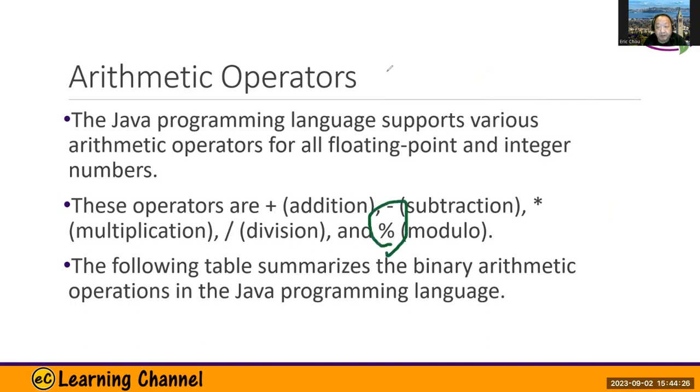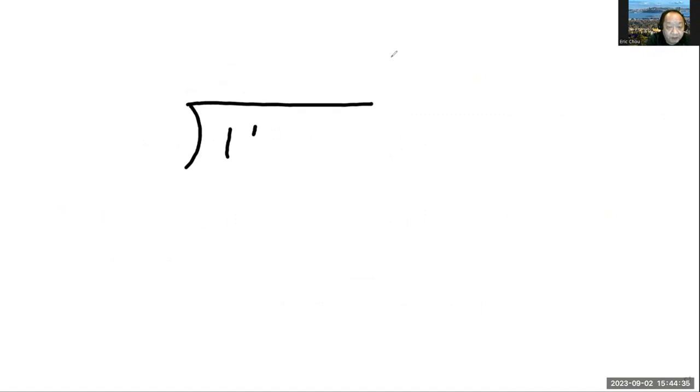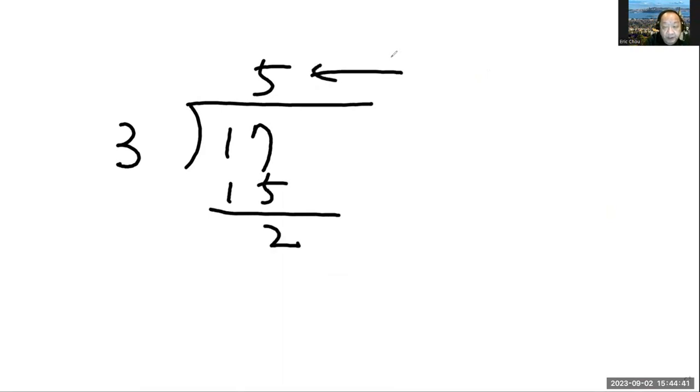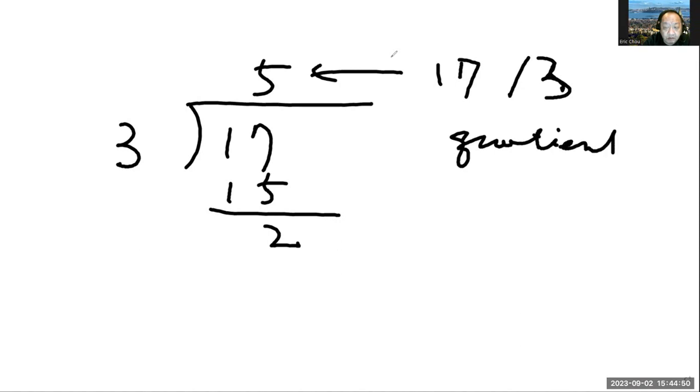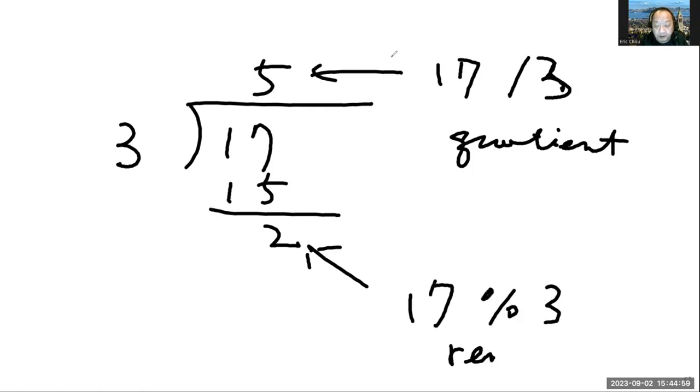And percentage means modulus, okay? So you must remember something here. You have 17 divided by 3 is 5, 5 times 3 is 15, remainder 2. So this guy we write as 17 divided by 3. This is the quotient. And this guy we write as 17 modulus 3. This is the remainder. Always remember it, okay? Any question?